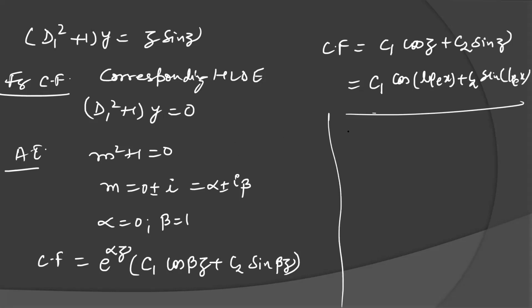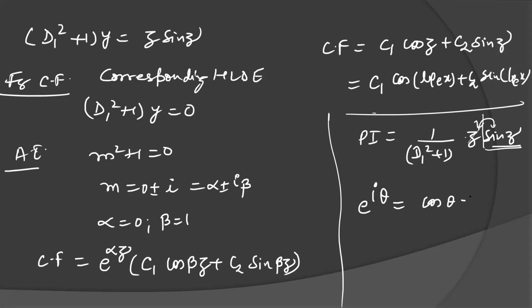Now we will see the particular integral. It is 1 over (D1 square plus 1) into z sin z. If you have only z, then we can use the binomial method. If there is no z, you can use the trigonometric function method. But due to multiplication, we cannot apply the trigonometric and polynomial function methods here. So for these types of problems, I told you, you have to convert sin z into the exponential function. And I told you e to the power i theta is cos theta plus i sin theta, or you can write e to the power iz is cos z plus i sin z.